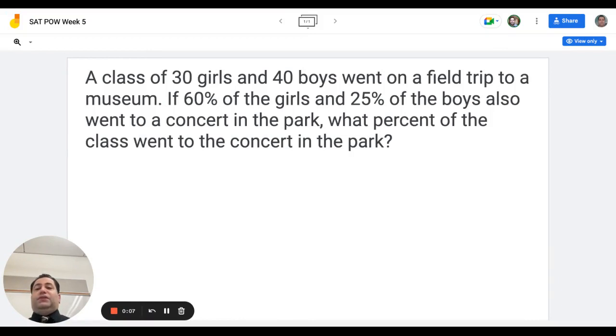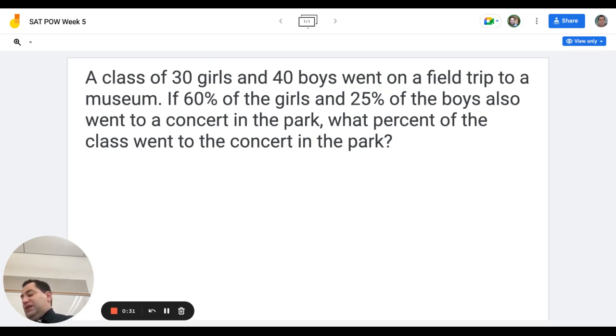The question reads, a class of 30 girls and 40 boys went on a field trip to a museum. If 60% of the girls and 25% of the boys also went to a concert in the park, what percent of the class went to the concert in the park? To start this problem, first we have to figure out how many girls and how many boys went to the concert in the park.